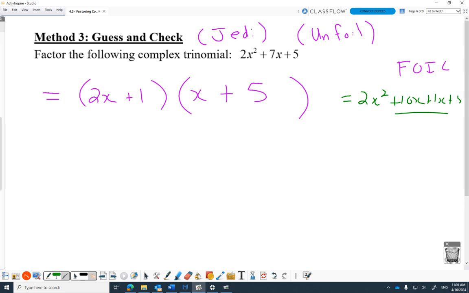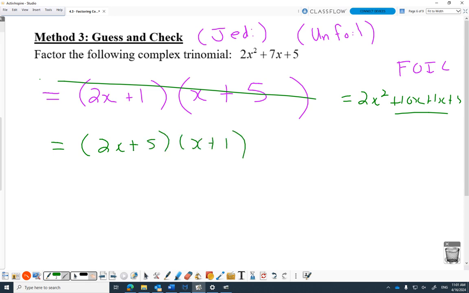See? Some people aren't going to like this. They want it to go bang, bang, bang. That's what decomp does. Decomp goes bang, bang, bang, answer. It's a little longer, but at least it goes right to the answer. You're going to have to go, no, that's not it. It must be this then. The 5 and 1 must be in the other locations. Let's learn our lesson about foiling this. Don't check the F. It's right. Check the OI. 2x times 1 is 2x. 5 times x is 5x. Is 2x and 5x equal to 7x? Yes, it is. There's my answer.